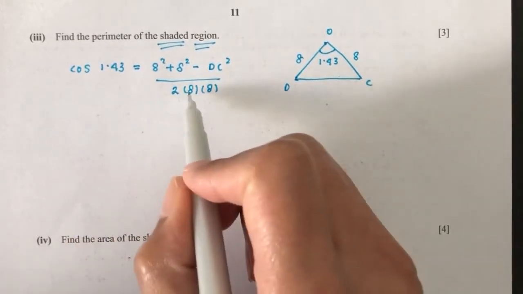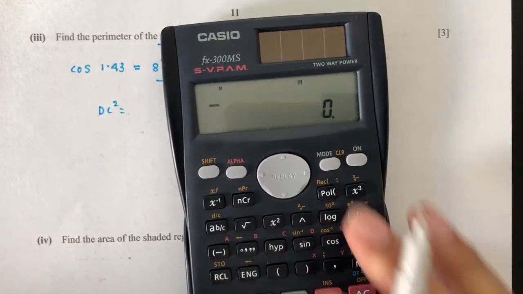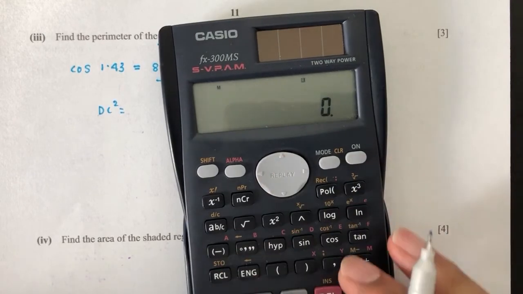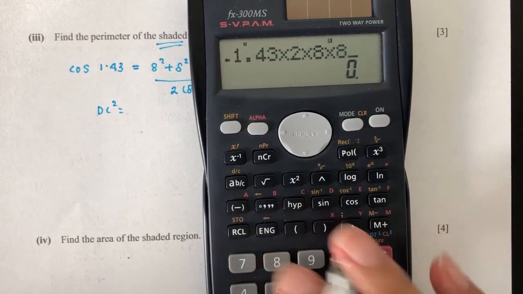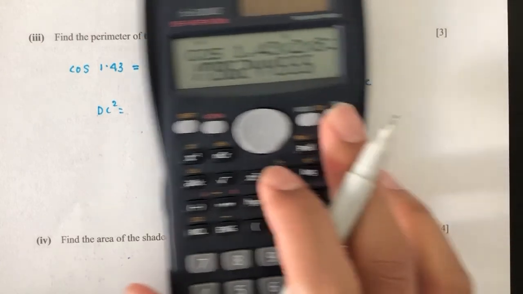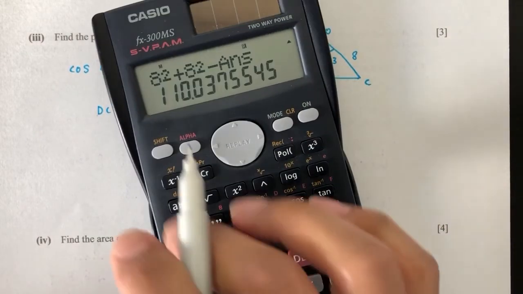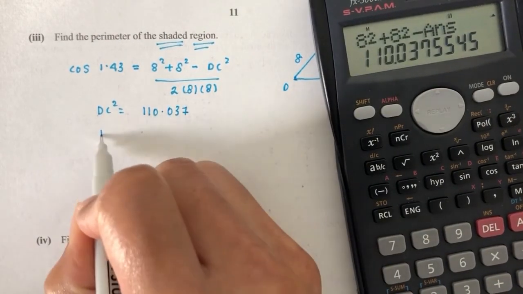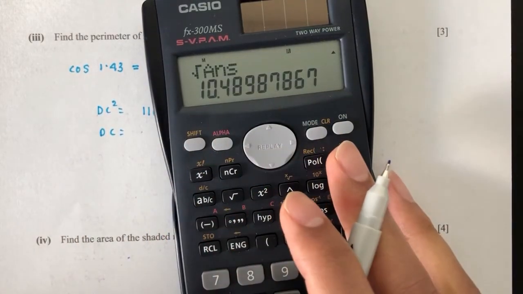So DC squared will be equal to what? Let's change our mode to radians. Cos of 1.43 times 2 times 8 times 8 will be 17.96. And then we take 8 squared plus 8 squared minus that answer. That will be 110. And DC will be the square root of the answer. That will be 10.4898.